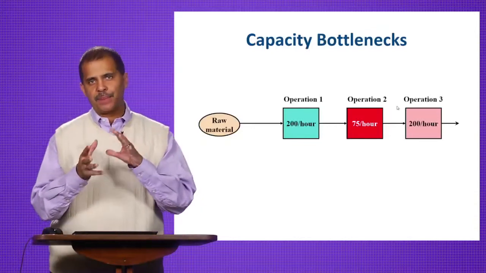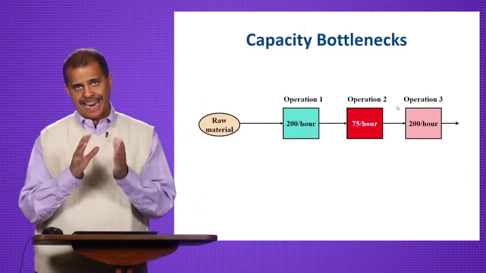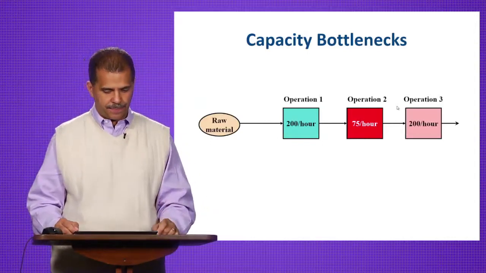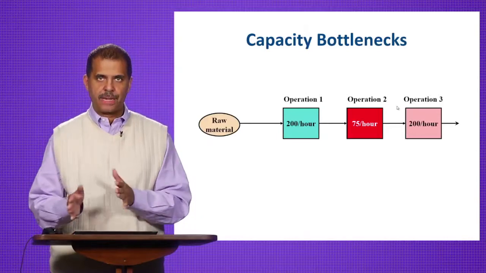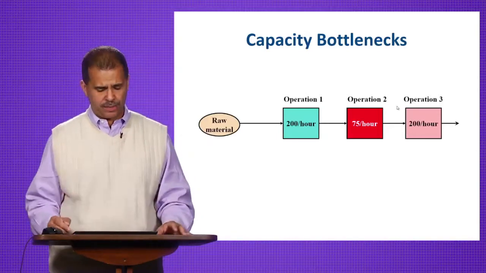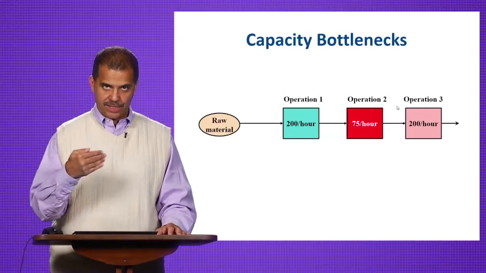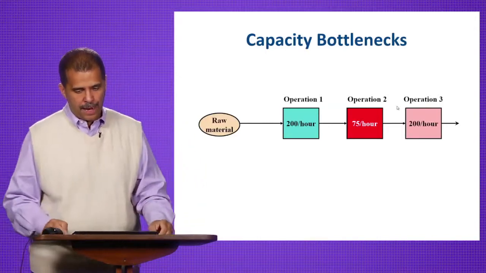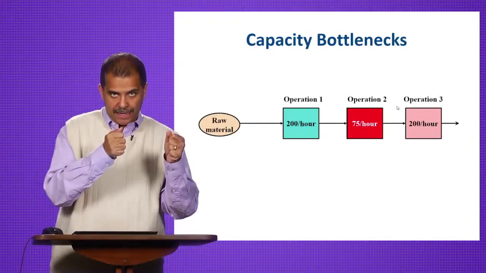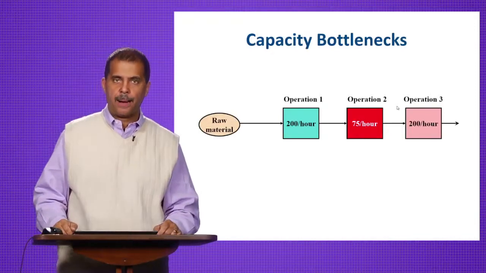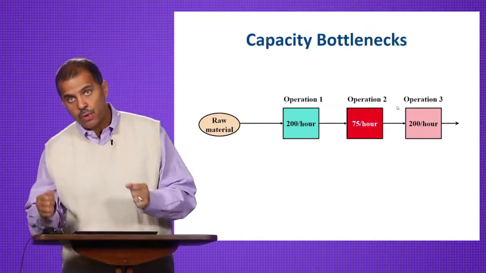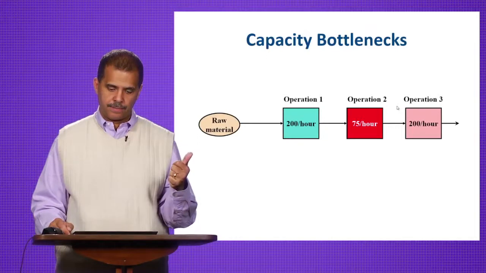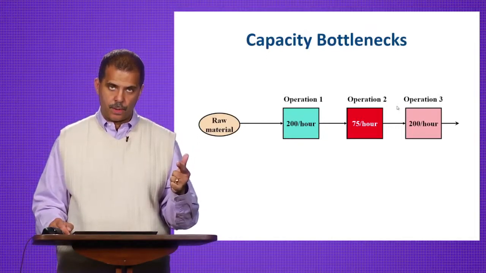So we've talked a little bit about the best operating level, how you can calculate utilization. Now let's look at something that's called bottlenecks. So let's take a look at this. Let's say, for example, you have some raw material, we'll use a manufacturing example, and you have operation station number 1, and they can get 200 through per hour. Operation number 2, they can get through 75 per hour. Operation number 3, again, 200 per hour. So where's the bottleneck? Is it operation 1, operation 2, or operation 3?